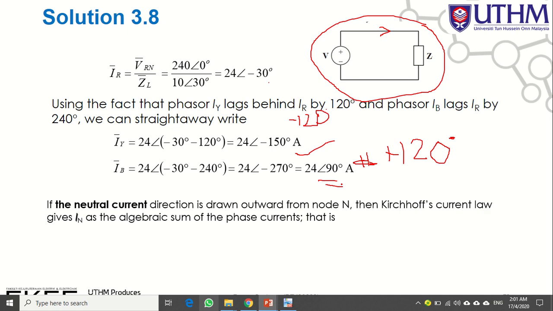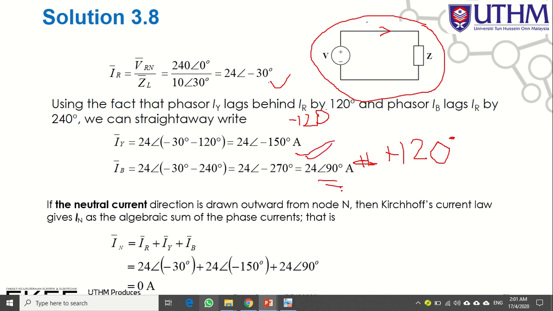Then, neutral. What is the neutral? IN equals IR plus IY plus IB. We know in a balanced 3-phase system, I neutral equals 0. You just use your calculator. You sum all the IR, IY, and IB. You will get IN neutral current equal to 0, which means that your answer for IR, IY, and IB is correct. Okay. Clear.